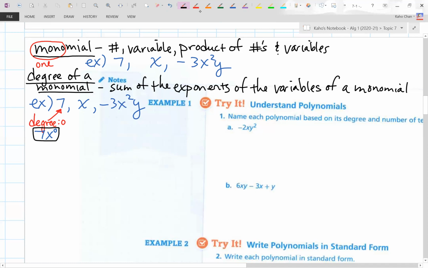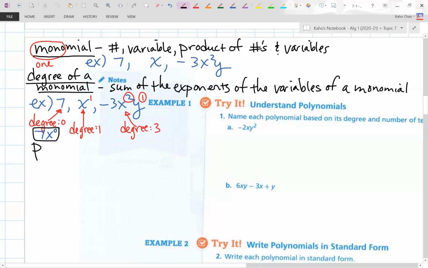How about x? The degree for x is just x to the first. Just the first power, it's right there, just hiding right there. How about the next one? The degree for the next one is 3, because there's a 3 right there, and there's an invisible one right there. 2 plus 1 is 3. Pretty easy. Okay.